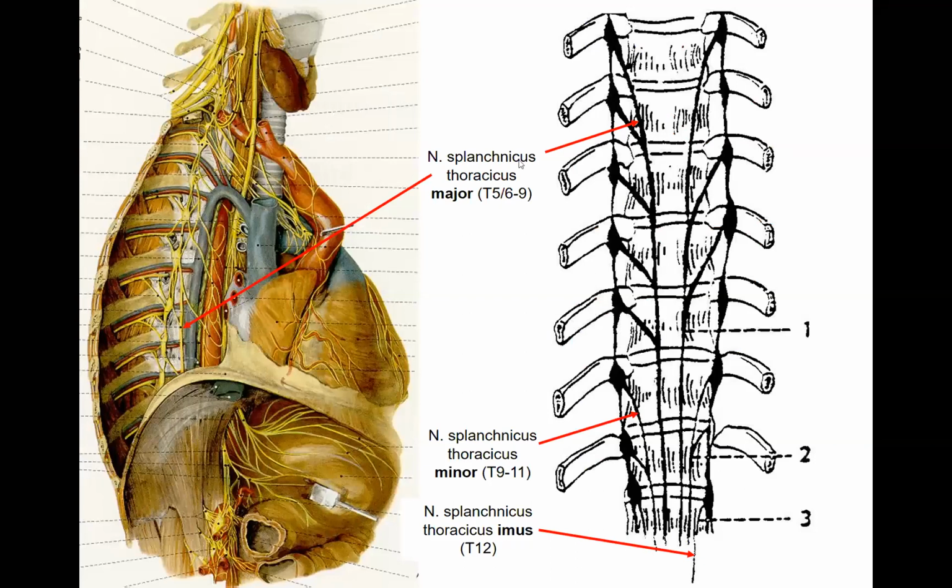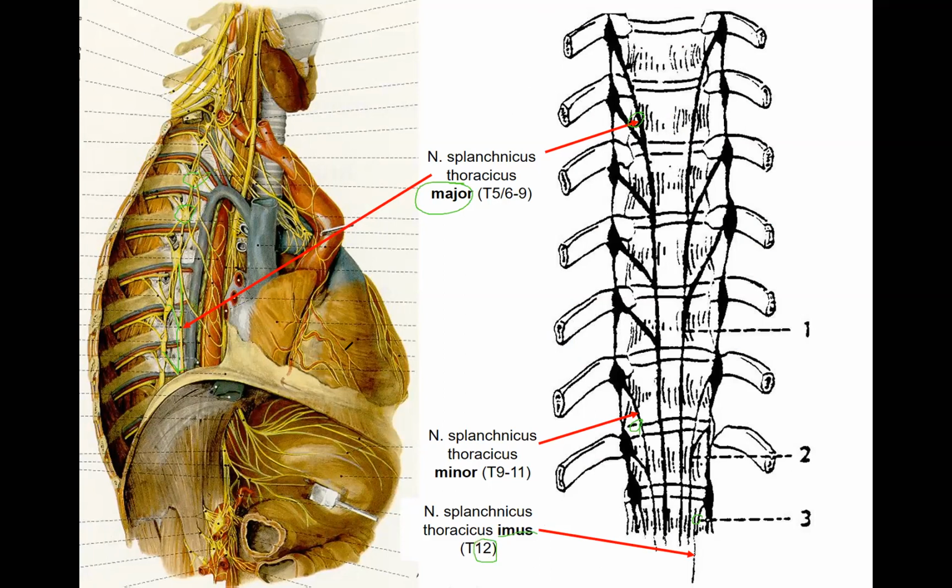Now we move further on. Here we can see how it looks. So these are the thoracic ganglia, and you can see from the lower ones emerges this, which is the major thoracic splanchnic nerve, and you can see it here as well. From level T5 to T9. From level T9 to T11, we have another nerve, the lesser thoracic, and there is a very small one, imus. Imus means the lowest, and it's only from T12.